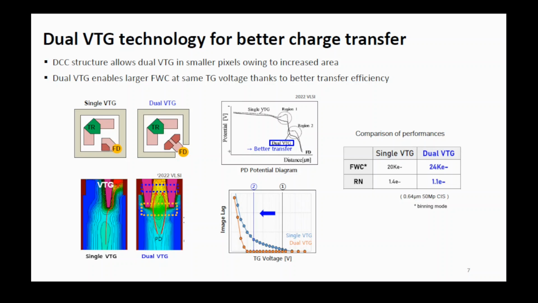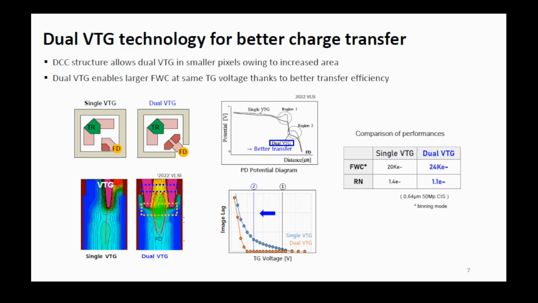This makes the potential gradient, which is the electric field from the deep photodiode to FD, much better and smoother. So it makes the transfer efficiency much better, and as you can see, for the pixels with the dual VTG, as we lower the TG high voltage, the image lag does not increase. So it means it has much more margin.